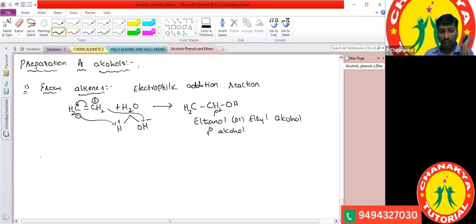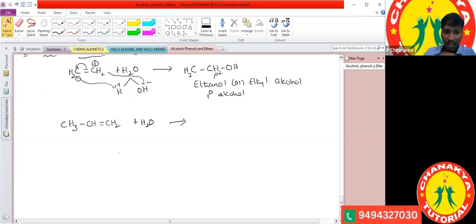Okay, now if I had given secondary, that means here an unsymmetrical alkene, that means CH2, CH3 bond, CH double bond, CH2. So this also undergoes the addition reaction, addition of a water molecule. It also follows electrophilic addition only. Okay, but we have one condition. Now what is the name of the reactant here? 1, 2, 3. So the name of the reactant is propene.